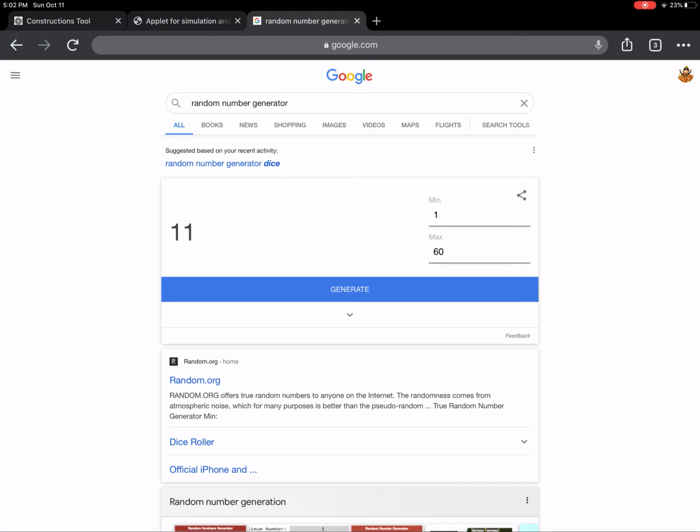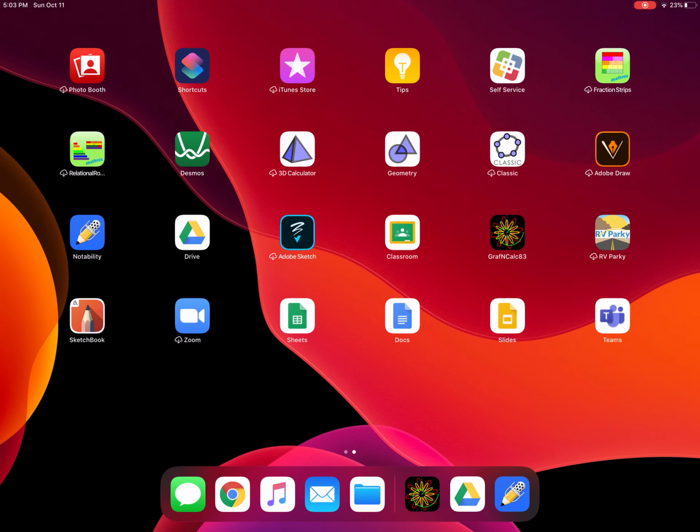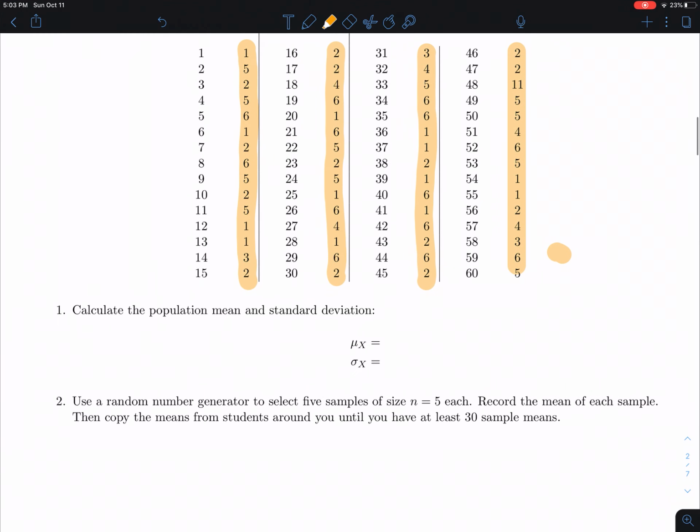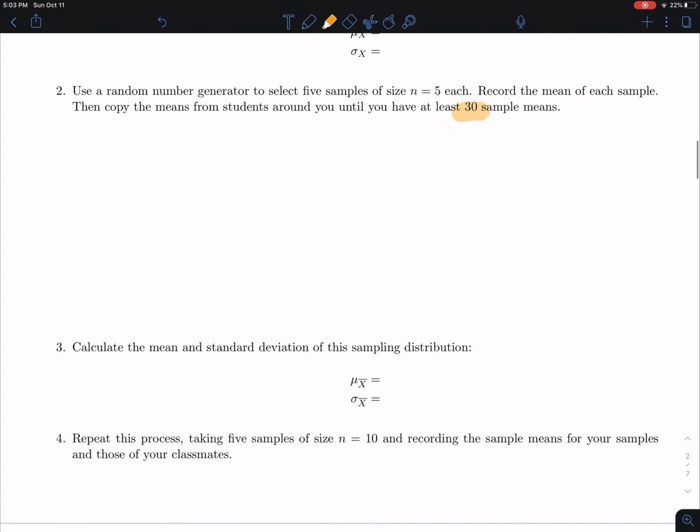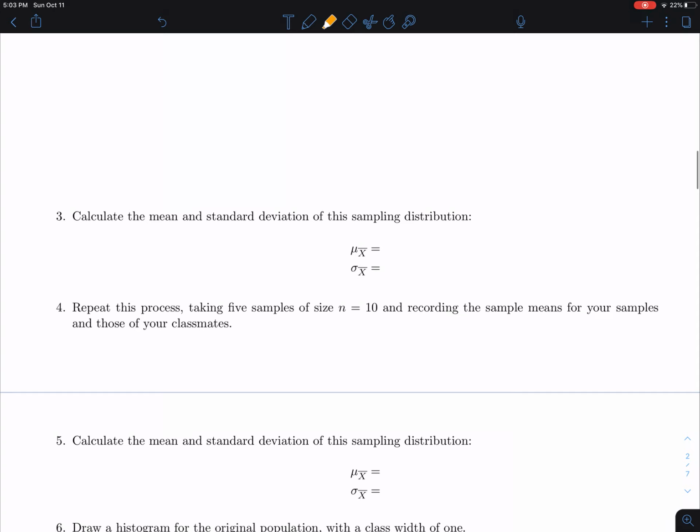And so those would be the 5 numbers that you would use for your sample, and then you would calculate the mean of that sample and the standard deviation of that sample. We're doing 5 samples each, and then we'll post our 5 samples up, and collect each other's, and once we get 30 samples, then we can do the next step, which is to calculate the mean and standard deviation of those 30 sample means. And then again, now we can repeat this process, taking 5 samples of n equals 10.